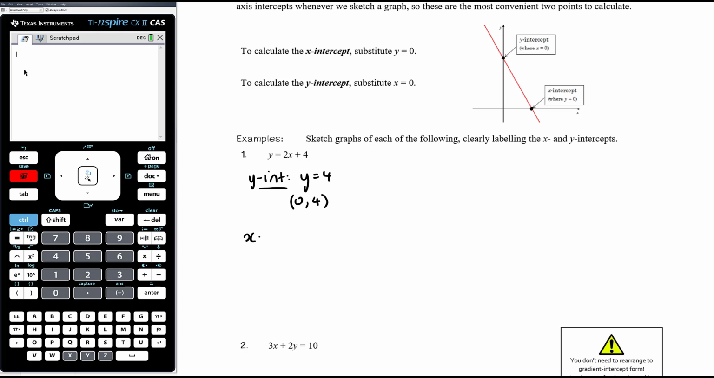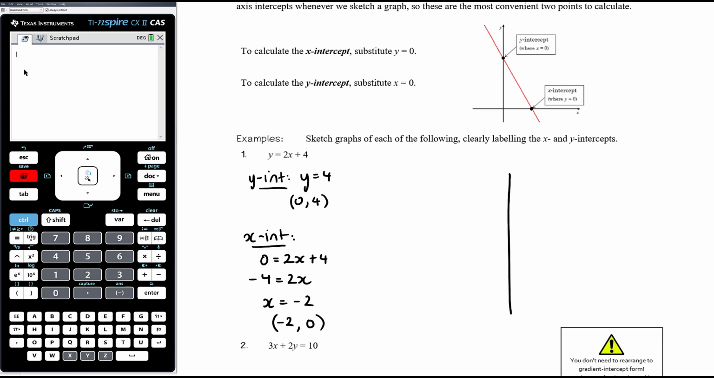Alright, we want the x-intercept, which is when y equals 0. So I'm going to let y equals 0, I get 0 equals 2x plus 4. Subtracting 4 from both sides, negative 4 equals 2x. And dividing both sides by 2, x is equal to negative 2. Negative 4 divided by 2 is negative 2. So the coordinates of the x-intercept: the x value is negative 2 and the y value is 0. Okay, so we need an x-intercept at negative 2 and a y-intercept at positive 4.